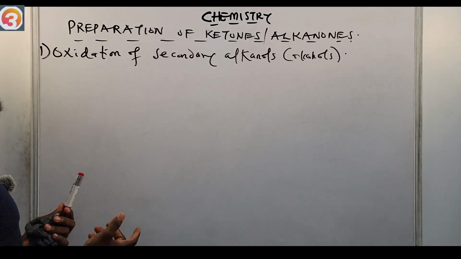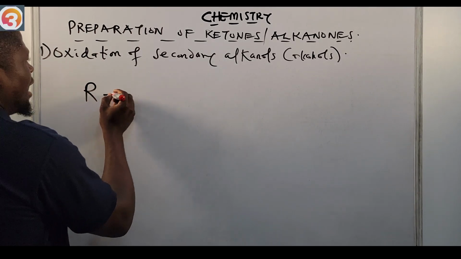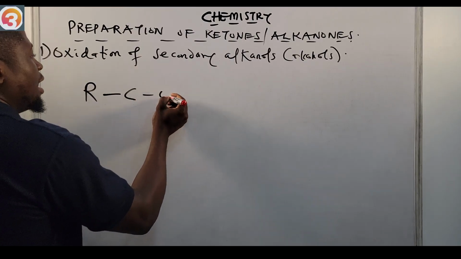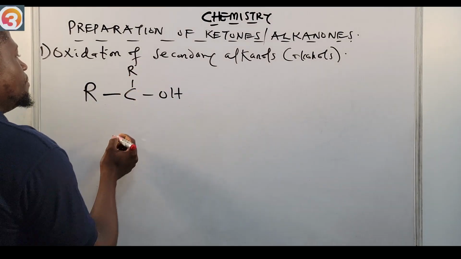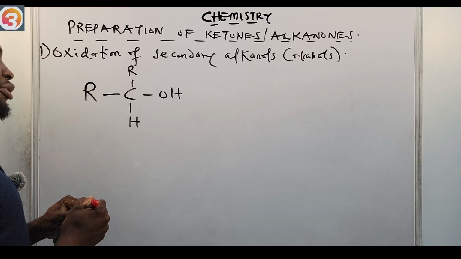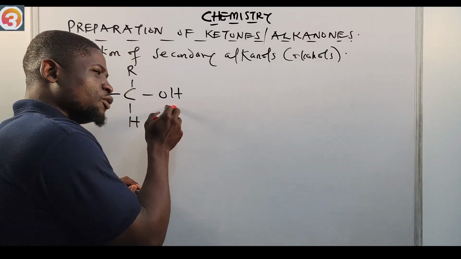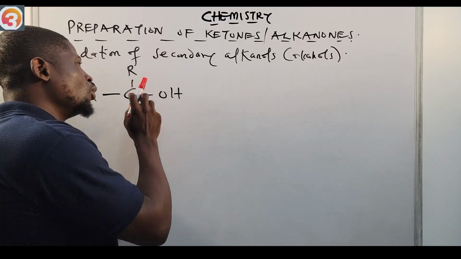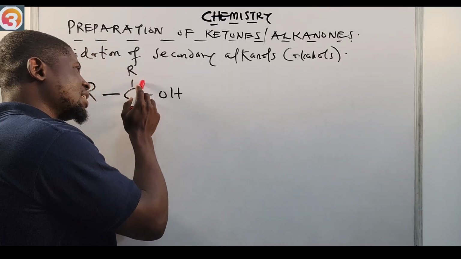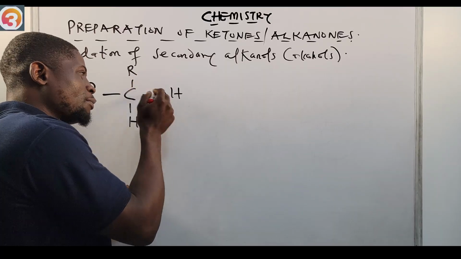That means we have a secondary alcohol like this: R, then you now have C, you have your OH, you have your R, then you have your H. Remember why this has to be like this: for a secondary alcohol, the carbon bearing the OH group must be bonded to two alkyl groups. That's why I have one alkyl group here, one alkyl group here, on the same carbon bearing the OH group.